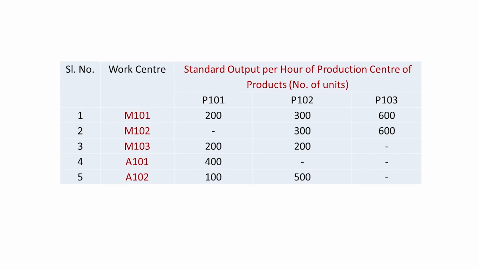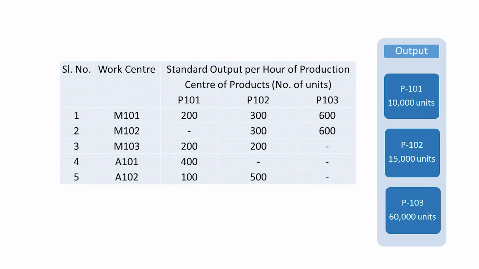The product demand on machine shops is different. We have the standard time required to process each product under different machine shops. For example, machine center 101 can process the first product at the rate of 200 units per hour. The same machine center can process the second product at the rate of 300 units per hour. We have the throughput data for different production centers. Throughput means how much we get out of the machine when we use the machine for an hour.